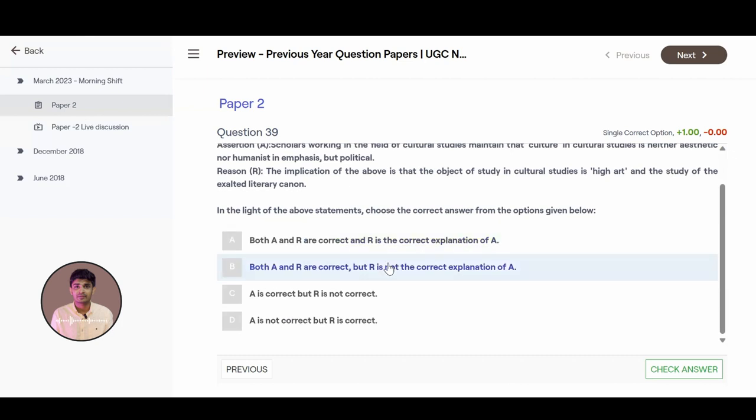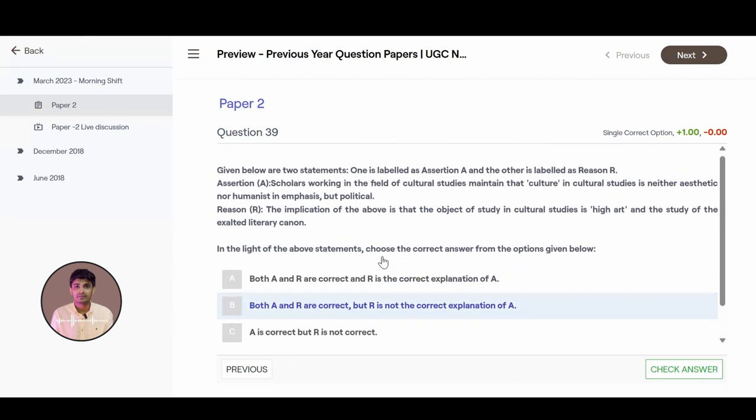Give me the answer. C. If you've spent at least one class discussing cultural studies, it would be easy to at least take a guess. Come on, take a guess. Read the statements. A says that culture in cultural studies is neither aesthetic nor humanist in emphasis, but political. This is a central argument of cultural studies, the most fundamental, basic, significant argument of cultural studies. No doubt about that. Next, R implies that the object of study of cultural studies is high art and the study of the exalted literary canon.